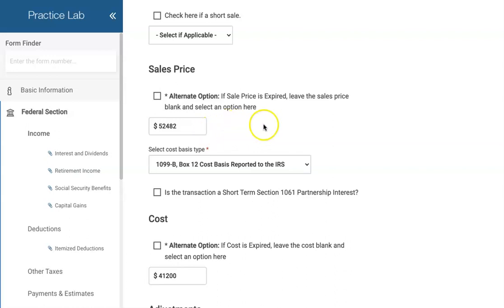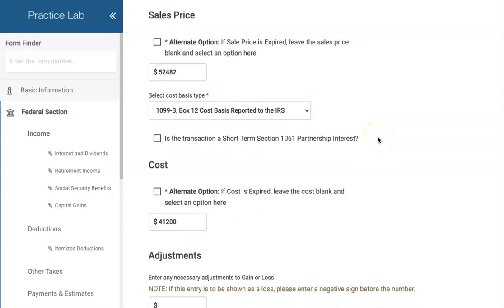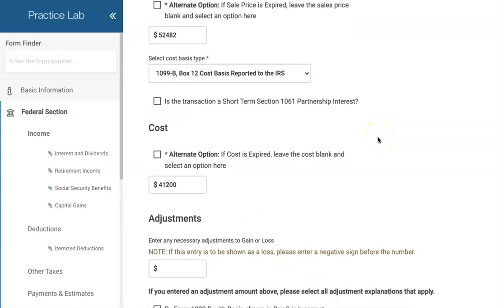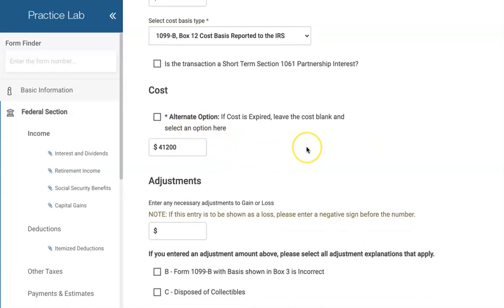The sales price comes from the transaction line. The cost basis was reported to the IRS. That's shown at the top of page 3. The cost is also from the transaction page.